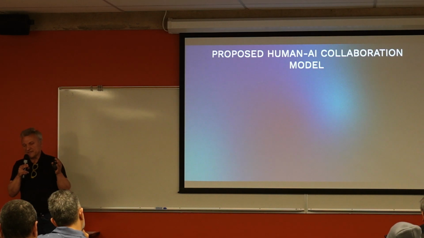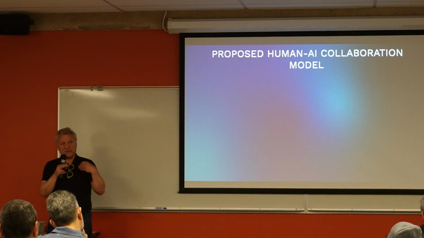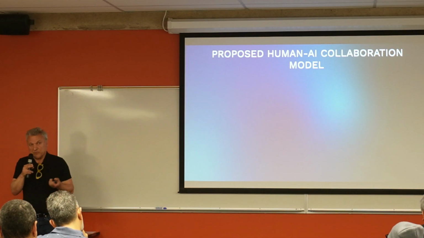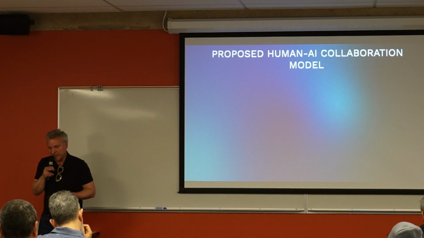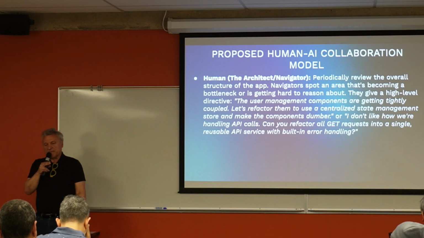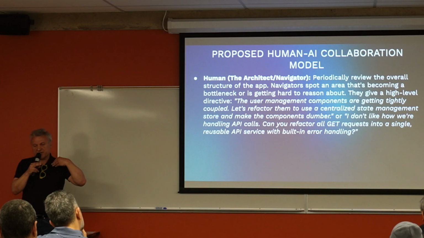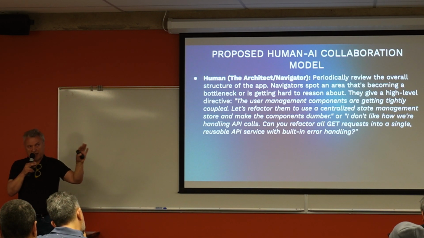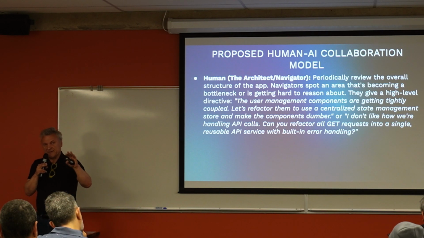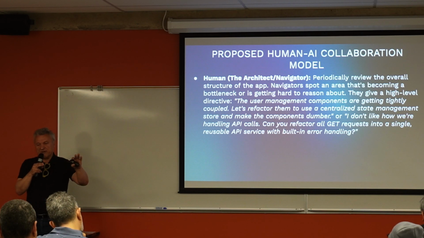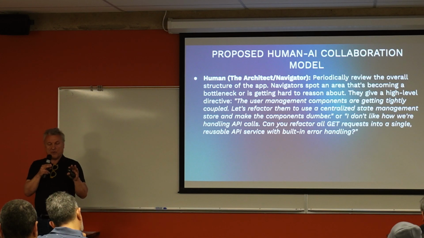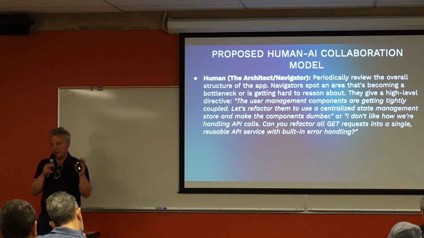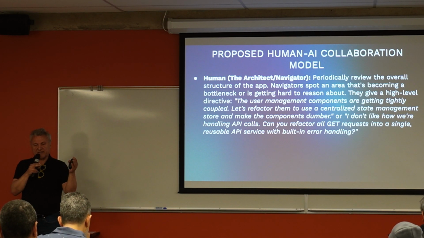So here's the proposed human-AI collaboration model for me today. This may change, but where we're at this point and with my current experience, the human, which I call the architect and navigator, periodically reviews the overall structure of the app. Navigators, us, spot an area that's becoming a bottleneck or is getting hard to reason about. So we give a high-level directive.